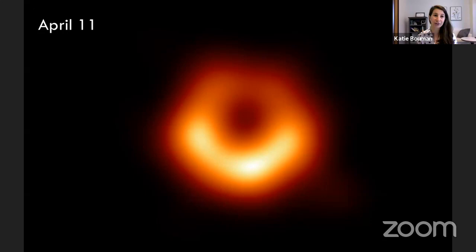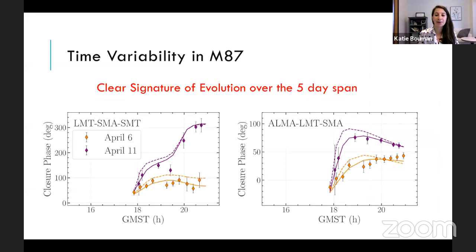But what we are really sure of is that the time variability exists. And that is because it appears in the raw measurements we take. So if you look at the measurements, I'm plotting some measurements across two of the days, across the four day span, you see that there's a closure, that these measurements are different. And it tells us that something definitely has changed.